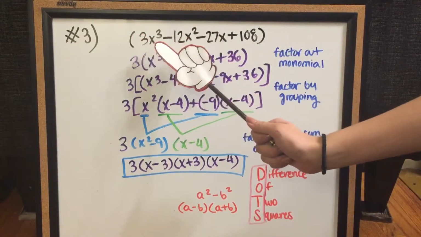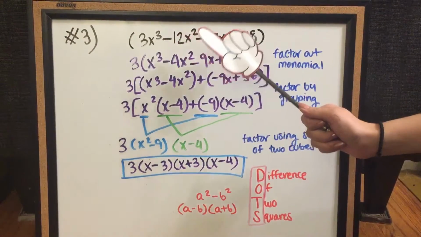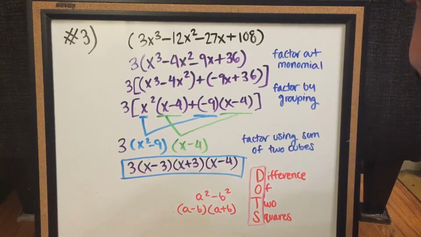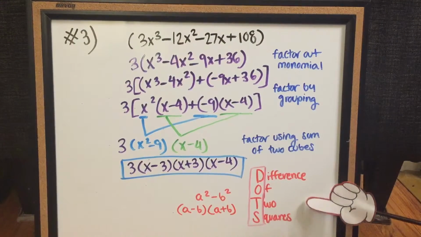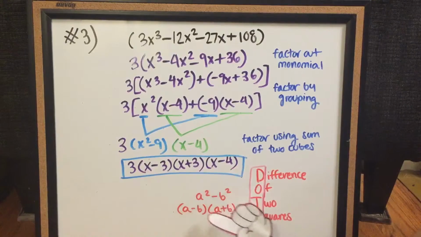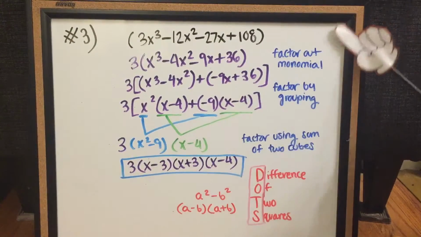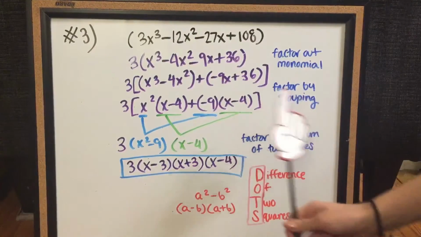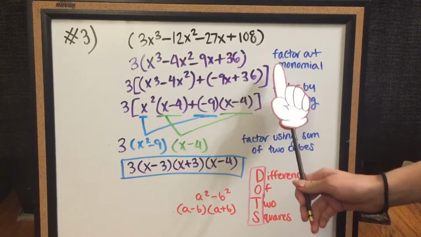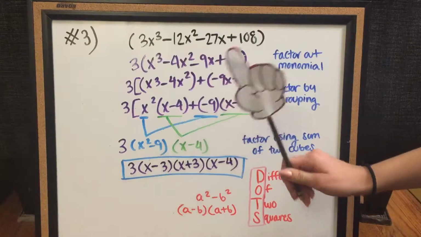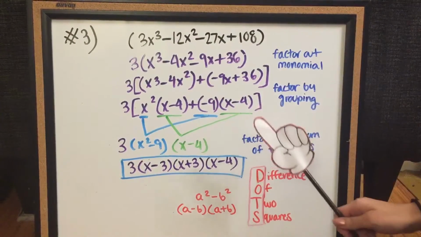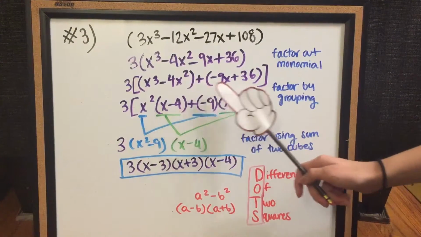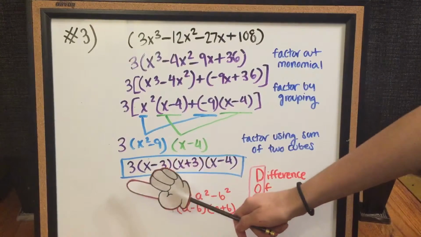For number 3, there's 3x cubed minus 12x squared minus 27x plus 108. And for these steps, we're going to be using DOTS, difference of 2 squares. First step is to factor out the monomial. And then there's going to be factor by grouping. And the brackets are the same thing as the parentheses. And then the last step is factor using the sum of 2 cubes.